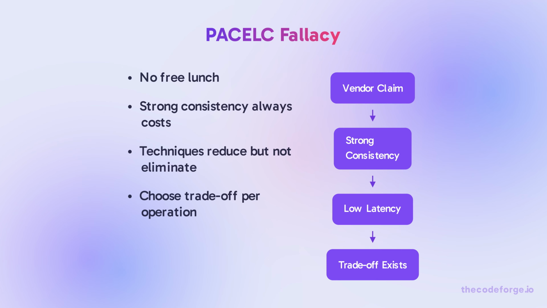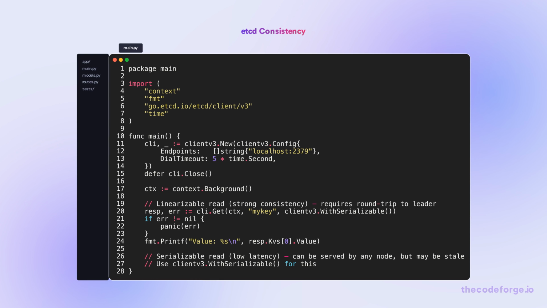Some vendors claim strong consistency with low latency. That's a half-truth. Techniques like Raft or TrueTime reduce the cost but don't eliminate it. There's always a trade-off. Etcd uses Raft for linearizable reads, but they still require a round trip to the leader. Serializable reads can be served by any node with lower latency, but may return stale data.